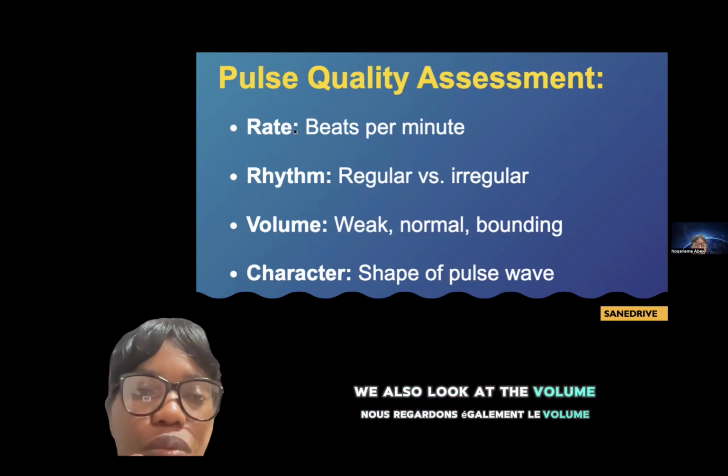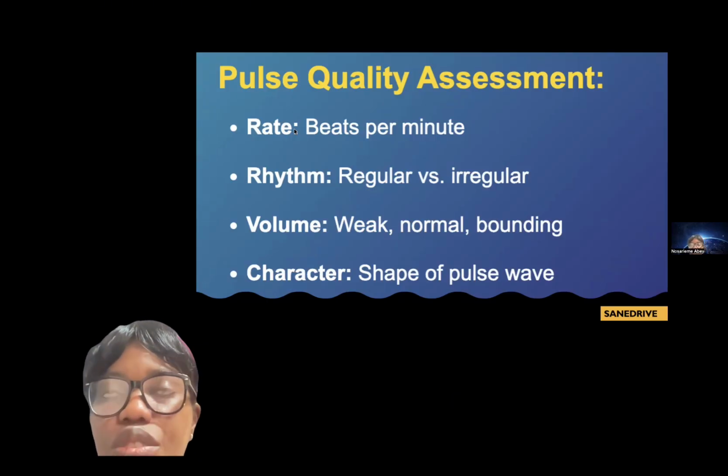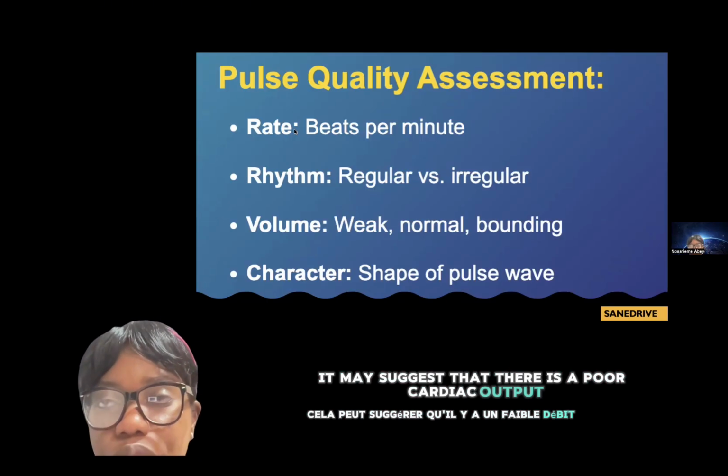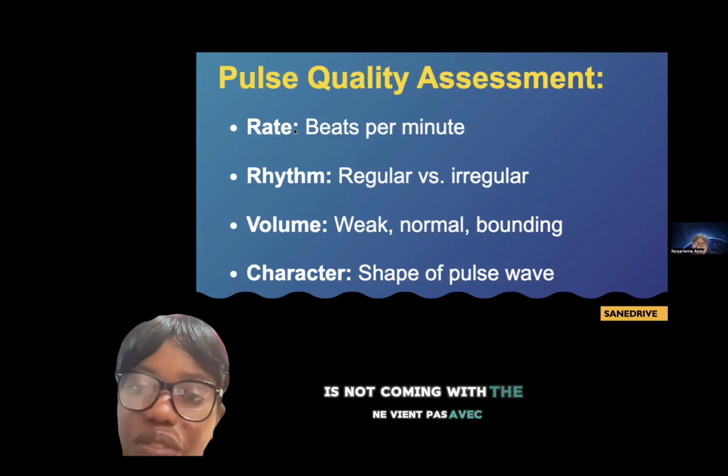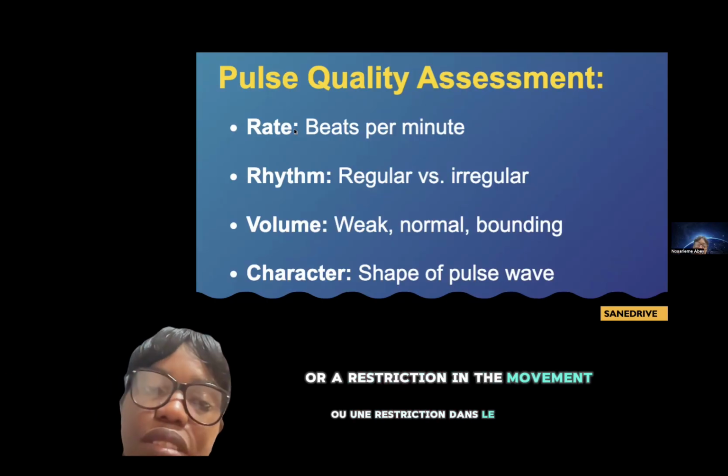Then look at the volume. The volume may be weak, it may be normal, and it may be bounding. When a pulse is weak, it may suggest that there is a poor cardiac output. What is coming out of the heart is not coming with the right force, or there might be an occlusion, a blockage or a restriction in the movement from the heart.